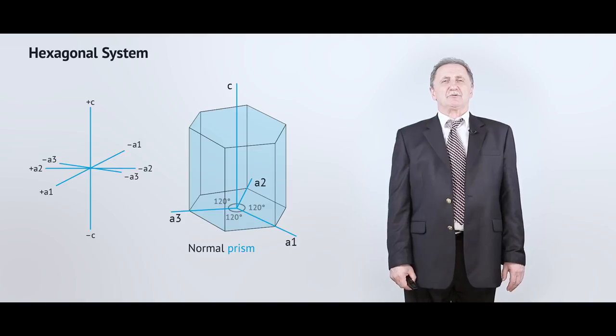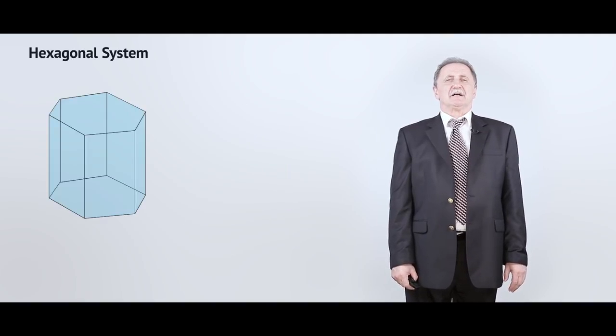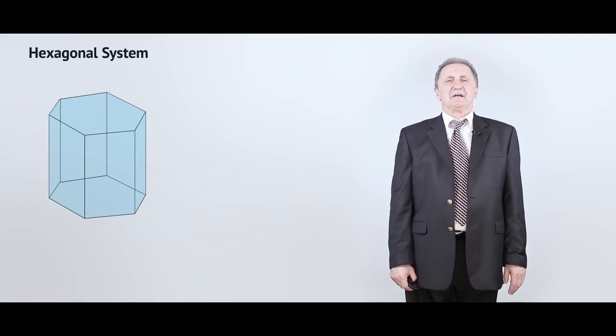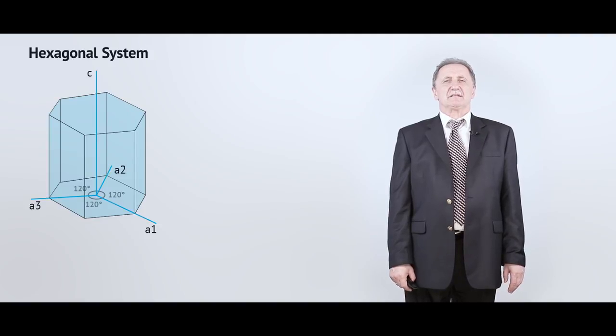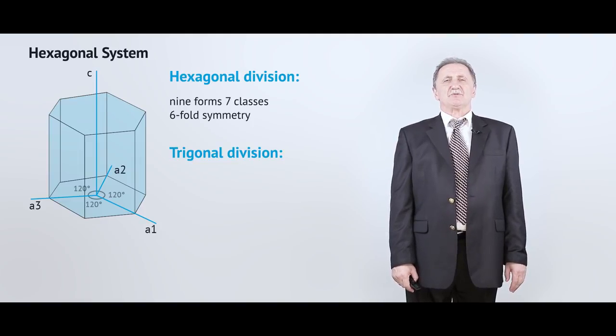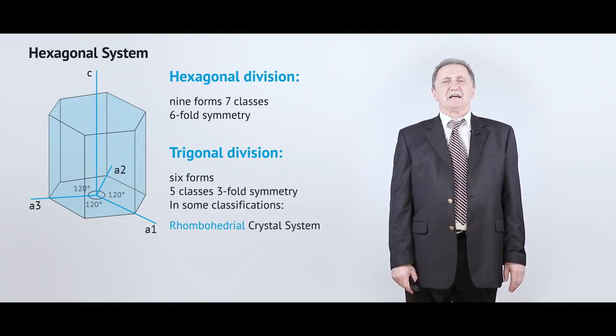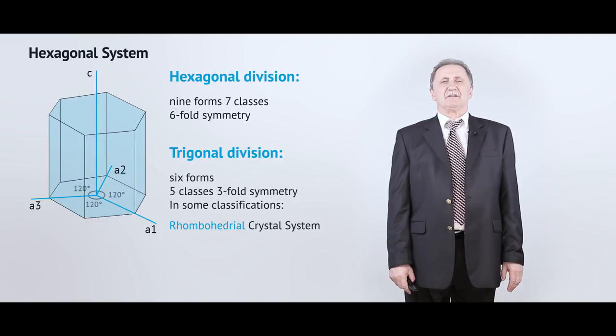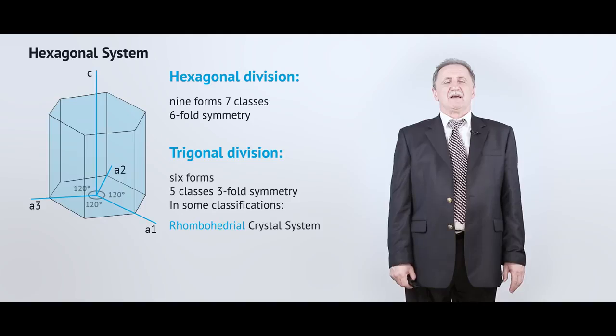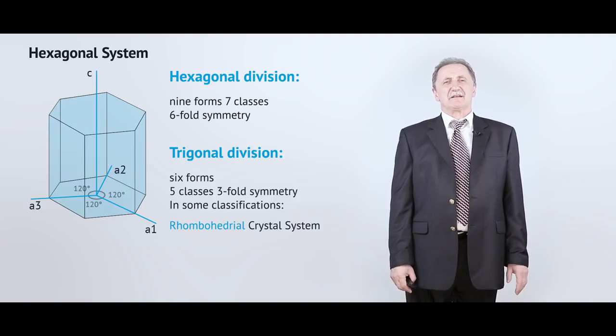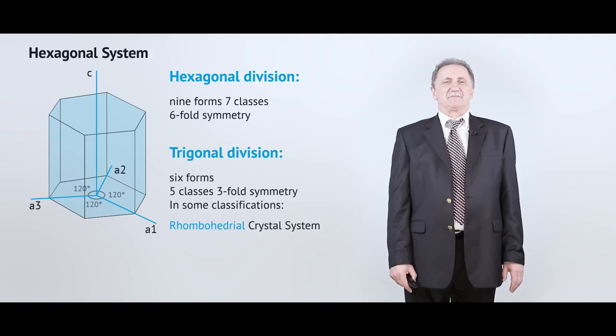What's interesting to outline is that this hexagonal system has 2 divisions, if you want. One is the hexagonal division, which has 7 classes and 6-fold symmetry. And also there is a trigonal division, which involves 6 forms and 5 classes, and has threefold symmetry. In some classifications, this trigonal division is outlined as a special so-called rhombohedral crystal system. That's why in one book you can find 6 crystal systems, in another 7 crystal systems.